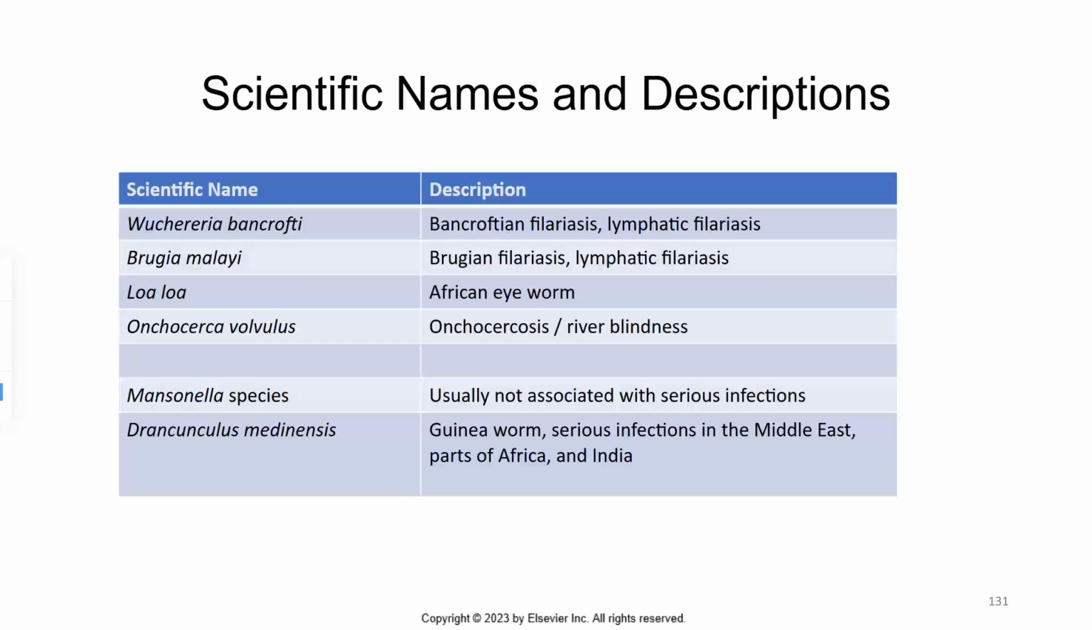Filarial worms. Wuchereria bancrofti, Brugia malayi, Loa loa, and Onchocerca volvulus are the four main ones that we're going to discuss. Mansonella is usually not associated with serious infections, and Dracunculus can cause serious infections in certain parts of the world. We just don't usually cover that one.